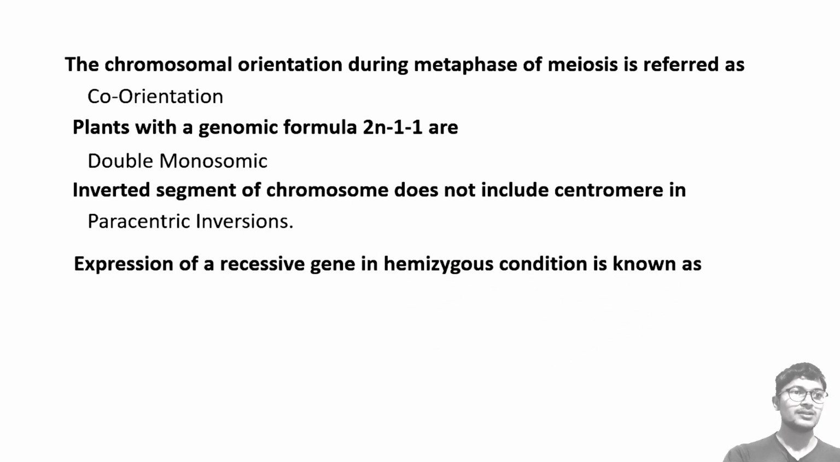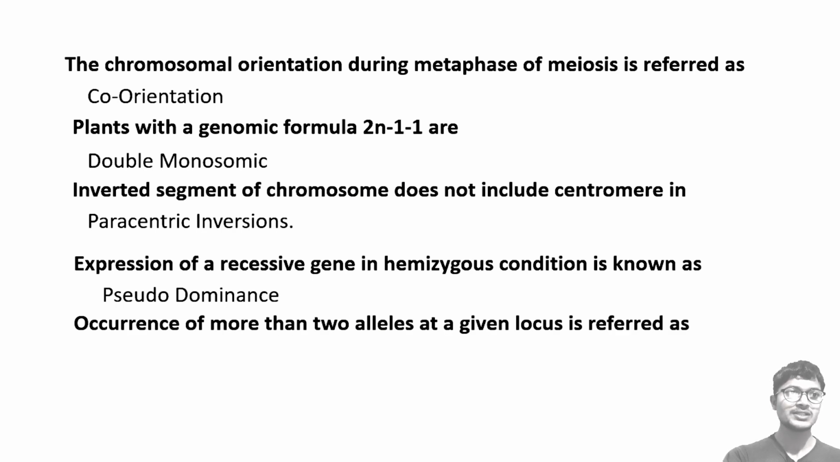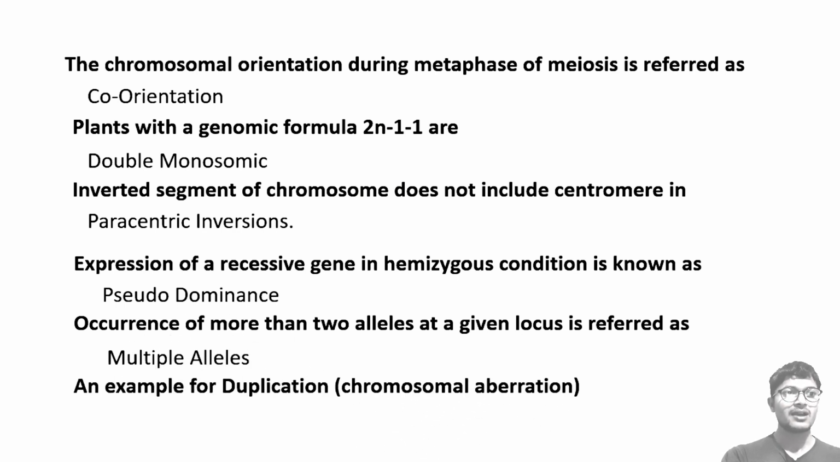Next question. Expression of a recessive gene in hemizygous condition is known as? Answer is pseudodominance. Clear? Next question. Occurrence of more than two alleles at a given locus is referred as? Answer is multiple alleles. Clear? Next question. An example of duplication chromosomal aberration? Answer is bar eyes in Drosophila. Clear? So repeat all these questions very quickly.